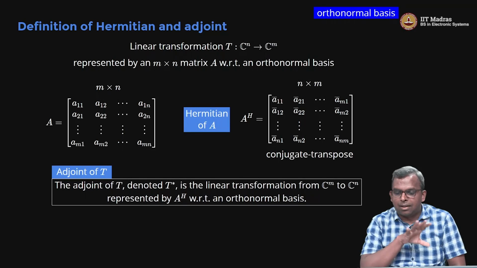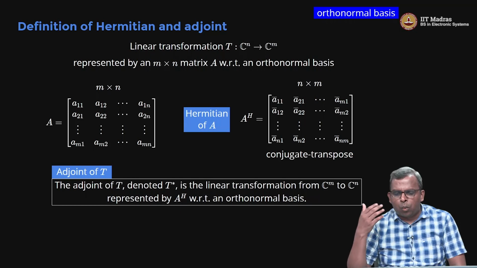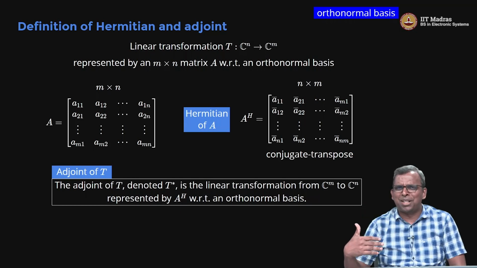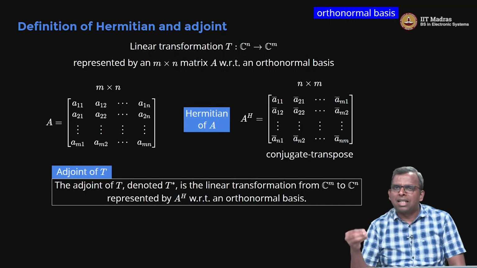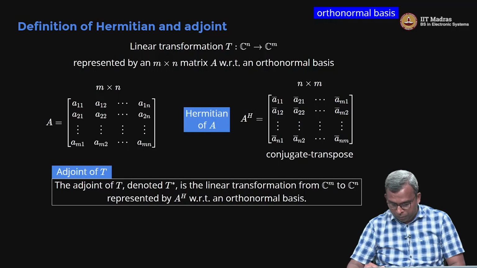So this is the definition for the adjoint and the Hermitian. At this point, it may not be clear to you why this is such an important definition and why it plays a role in eigenvalues and all that. We'll see a few results which will give you an idea, and later on when we study the spectral theorems, you'll see how powerful this notion of an adjoint is. Okay, so let's get started.